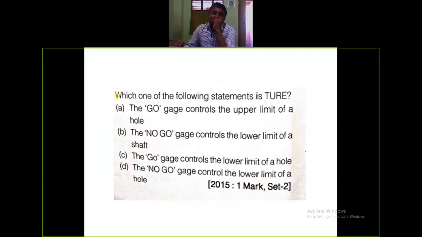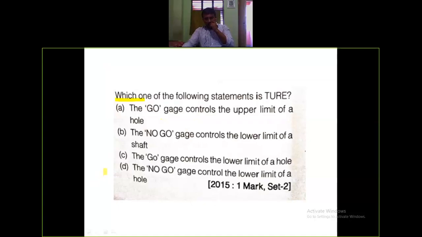Now one more question. Which of the following statements is true? Before choosing any option, you must understand what question they have asked. They have provided 4 statements, and they have just asked which statement is right.